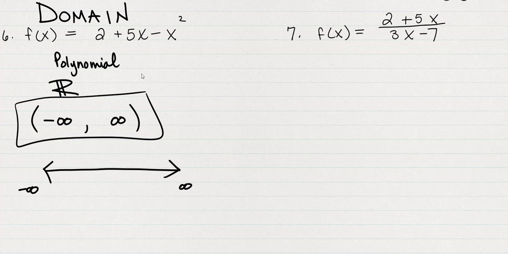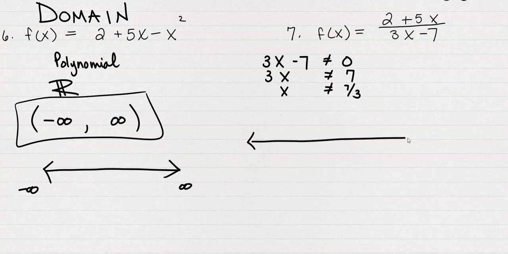With the number 7, we're not quite as lucky as that. There is one problem with the domain. I've got to make certain that I don't get a 0 in the denominator. So I've got to say that 3x minus 7 can't be 0, which means 3x can't be positive 7, which means x can't be 7/3.